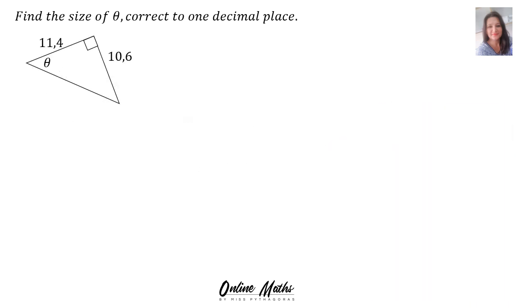Find the size of theta. In this one we will use tan. Tan theta, the ratio for tan is opposite over adjacent, and we substitute the values. The opposite's value is 10,6 over adjacent's value is 11,4.